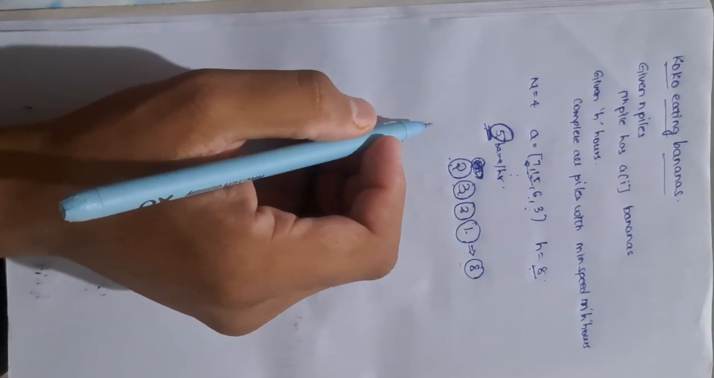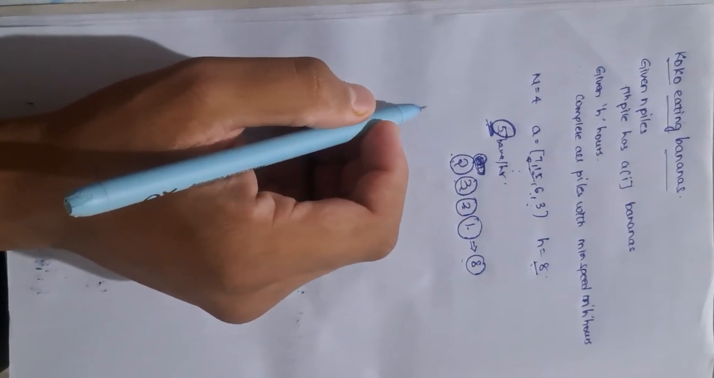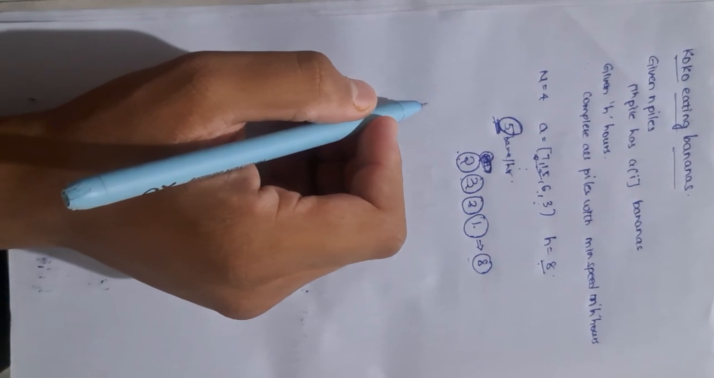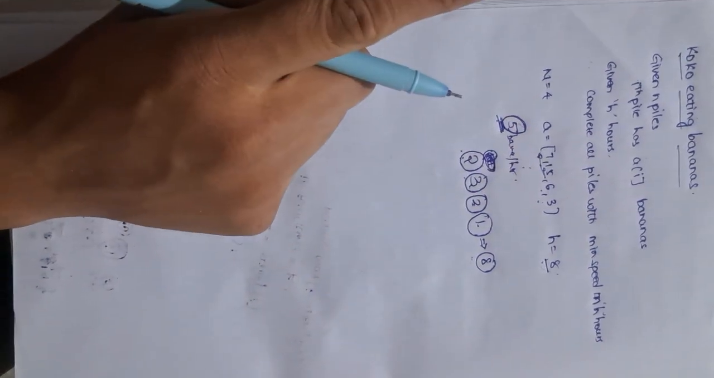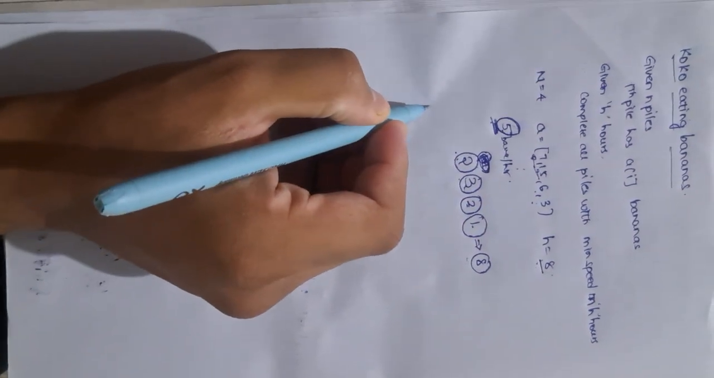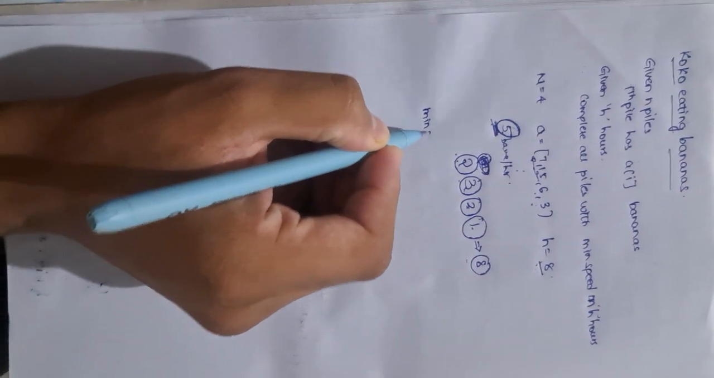For this, Koko should eat at least 1 banana. Without that, it can't finish. In 1 hour, it should eat at least 1 banana. So the minimum is 1.